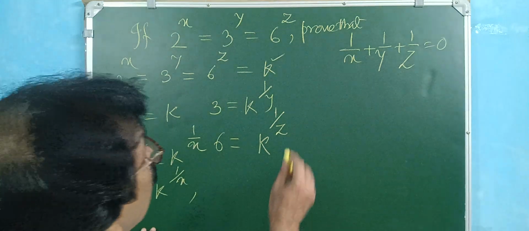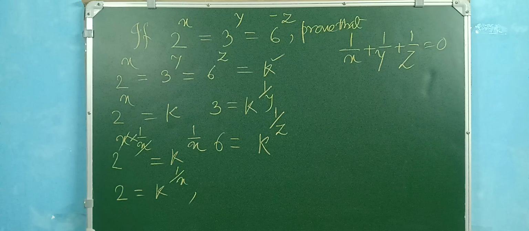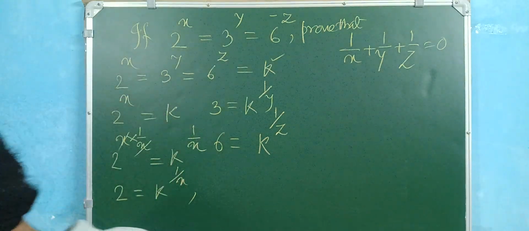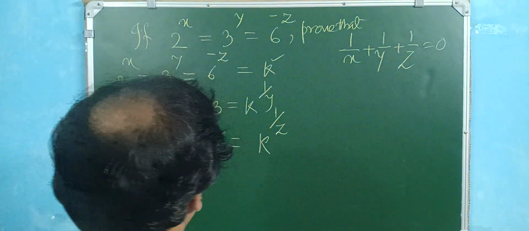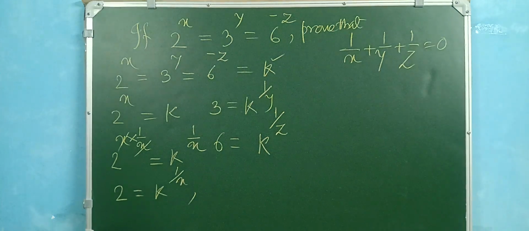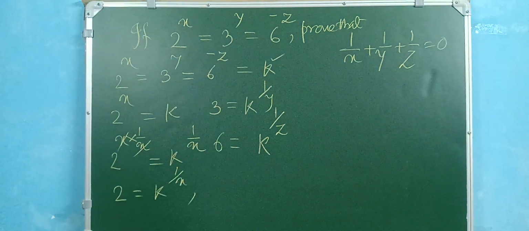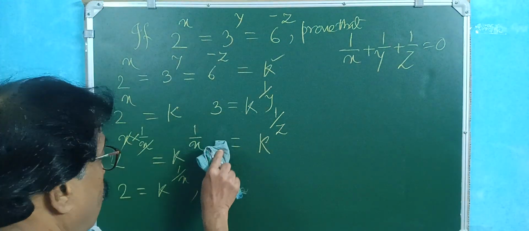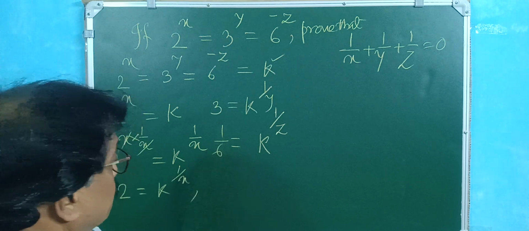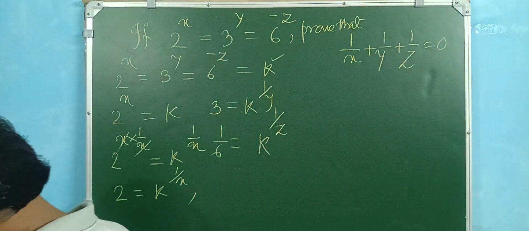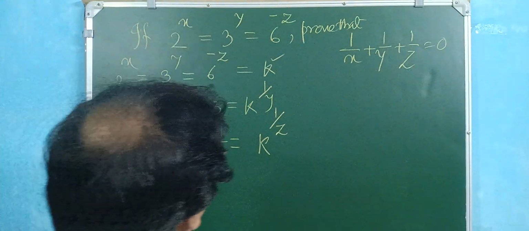Here is the wrong sum. This is minus z. Here is 6: 2 to the power x equal to 3 to the power y is equal to 6 to the power minus z. So here is minus z. So that means this is actually minus 1 by 6. The wrong copy here, this is minus. So this is 1 by 6. Clear? Because this is the minus.